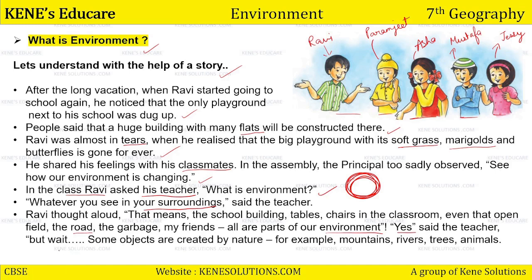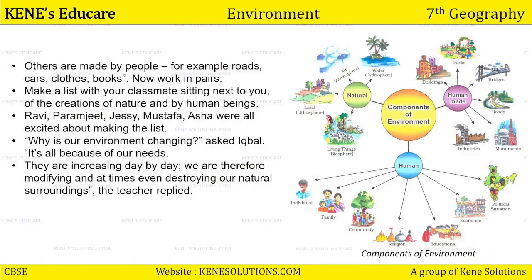But teacher said, but wait. Some objects are created by nature. For example, mountains, rivers, trees, animals. These objects are created by nature and few objects such as road, garbage and chair table, they all are made by human being. So our environment has everything around us, but few objects are naturally made, few are human made. Okay? Others are made by people. For example, roads, cars, clothes, books.